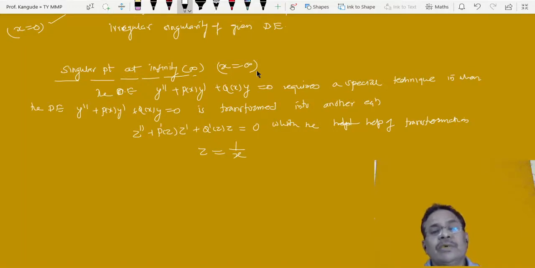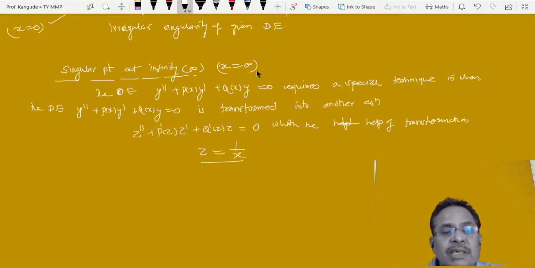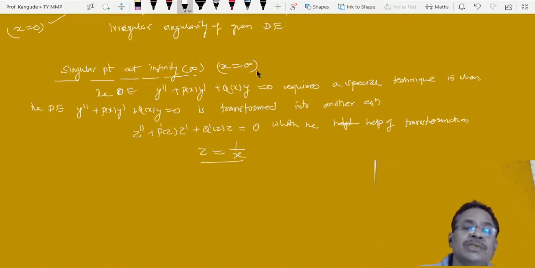So my differential equation is given as this. Here, before I put x is equal to 0, what I have to do is convert this differential equation into the new form with this transformation z is equal to 1 upon x. Whatever equation I get here, I test its singularity at z is equal to 0, which means we are testing singularity of this differential equation at x is equal to infinity. Once again, let's see what I am saying. This is my original differential equation given.